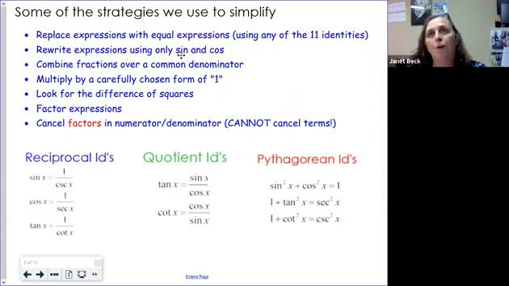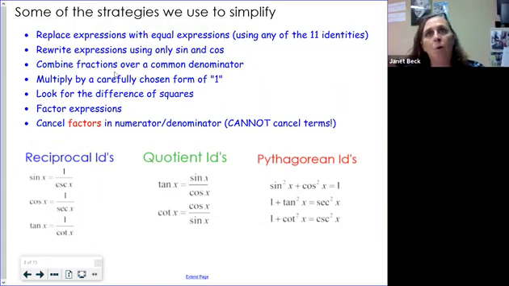But if you've got, for instance, a secant, replace a secant with 1 over cosine. If you've got a cosecant, replace it with 1 over sine. If you've got a tangent or a cotangent, don't replace them with their reciprocal. Replace them with the quotient identities. Then everything you have written out from the start to the finish will all be in terms of sine and cosine, and maybe things will cross out, maybe things will cancel, okay?